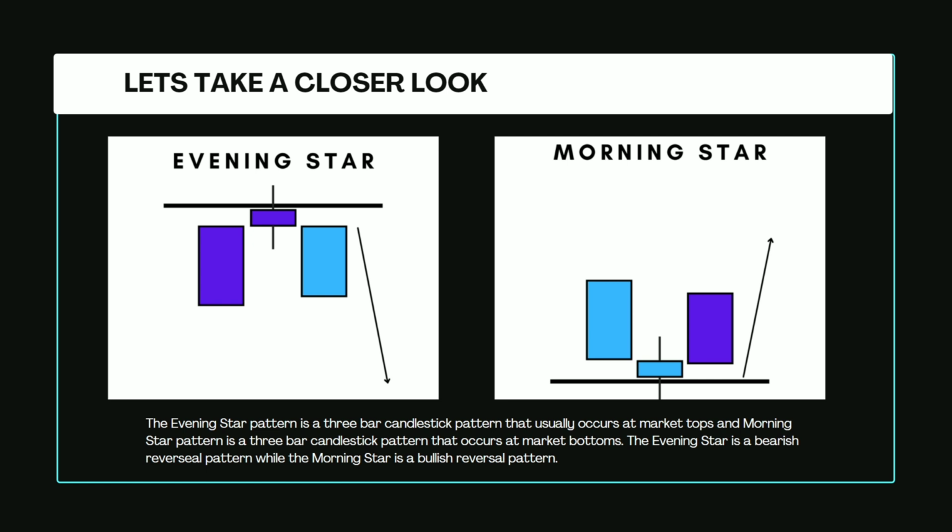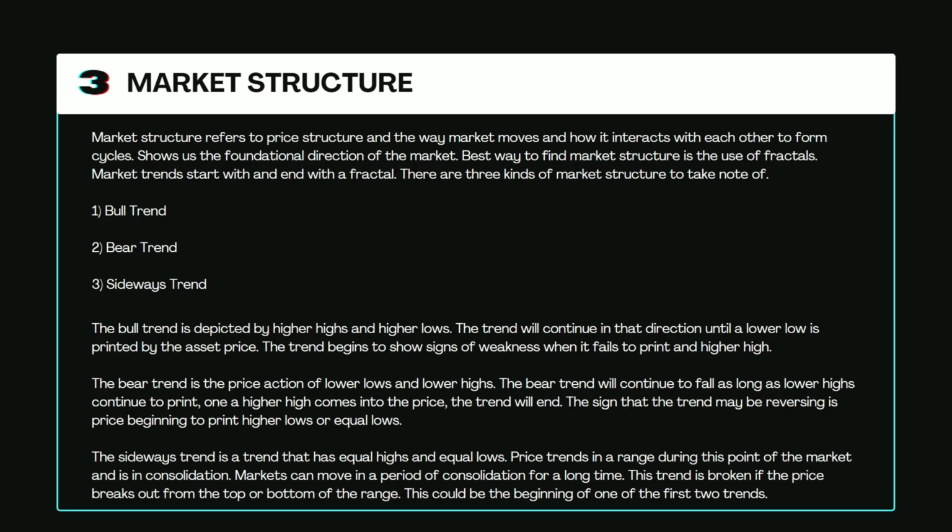All right, check that. Now, going to number 3, market structure. This is very important to understand. Market structure refers to price structure and the way the market moves and how it interacts with each other to form cycles. It shows us the foundational direction of the market. The best way to find market structure is the use of fractals. Market trends start and end with a fractal.